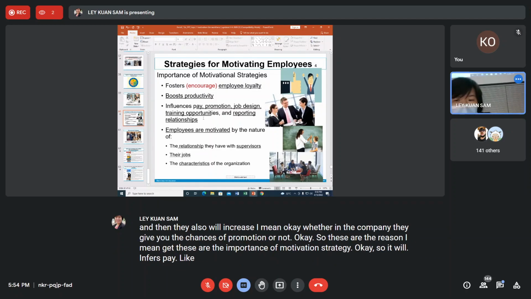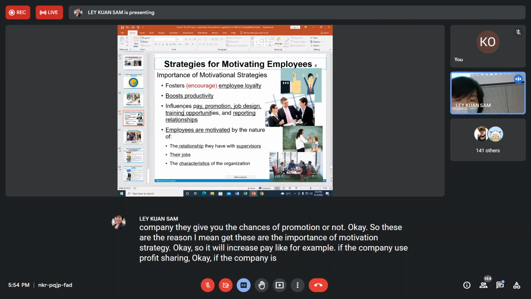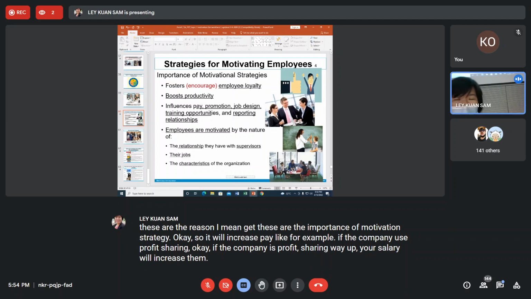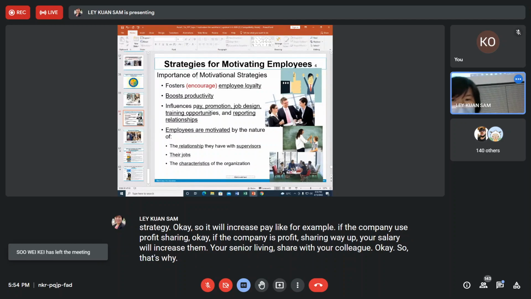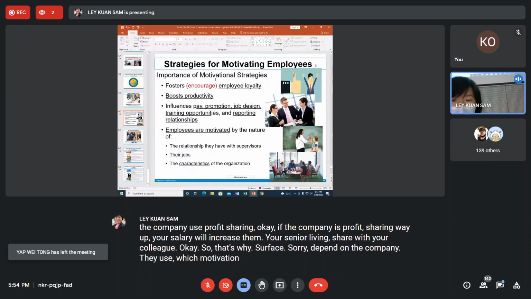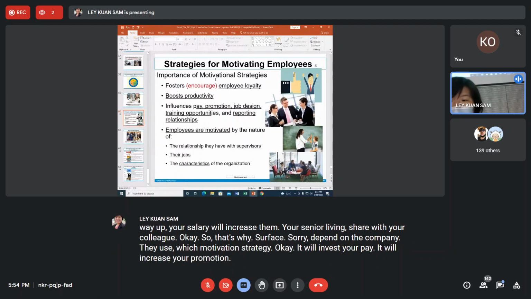For example, if the company uses profit sharing, your salary will be influenced. Your salary will be shared with your colleagues. So that's why it depends on which motivation strategy the company uses. It will influence your pay, it will influence your promotion, and it will influence the job design.